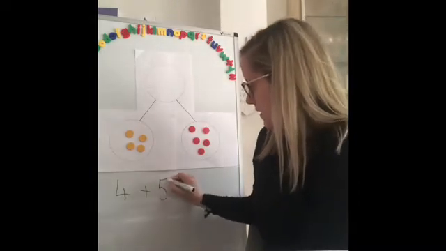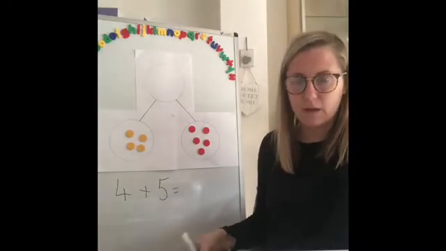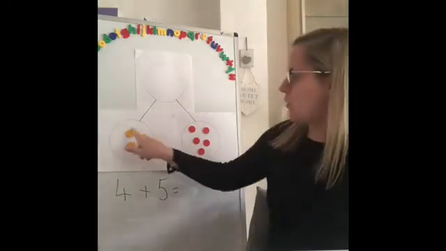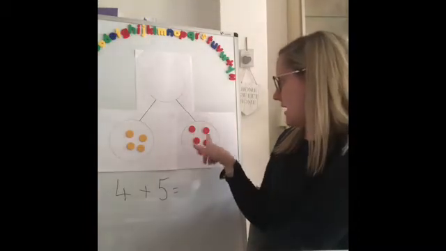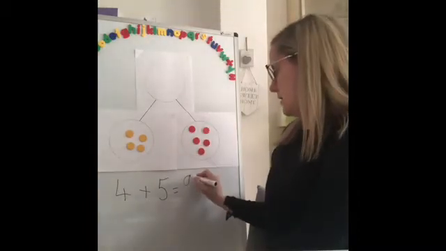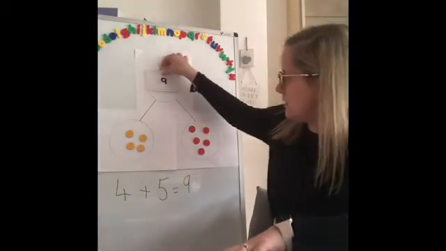4 add 5 equals, how am I going to find out how many I've got all together? I need to count them all. 1, 2, 3, 4, 5, 6, 7, 8, 9. 9 is the answer, which means my whole part is 9.